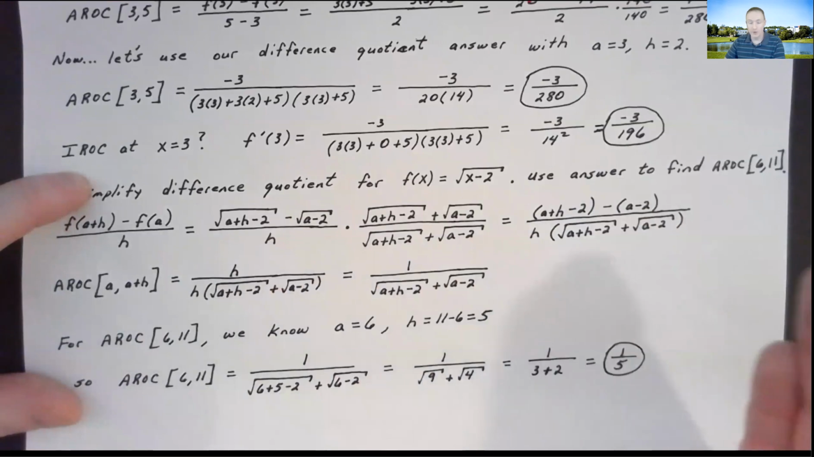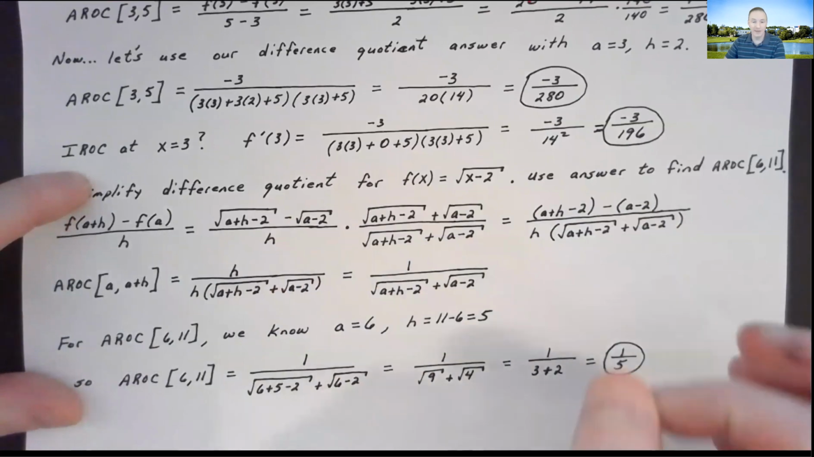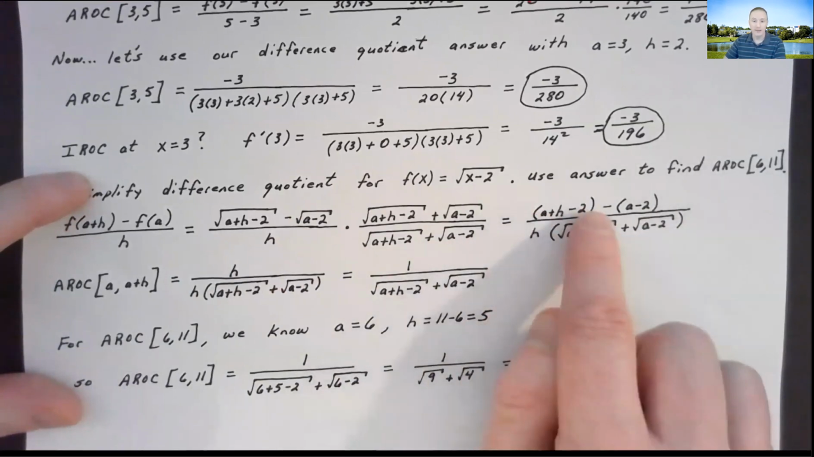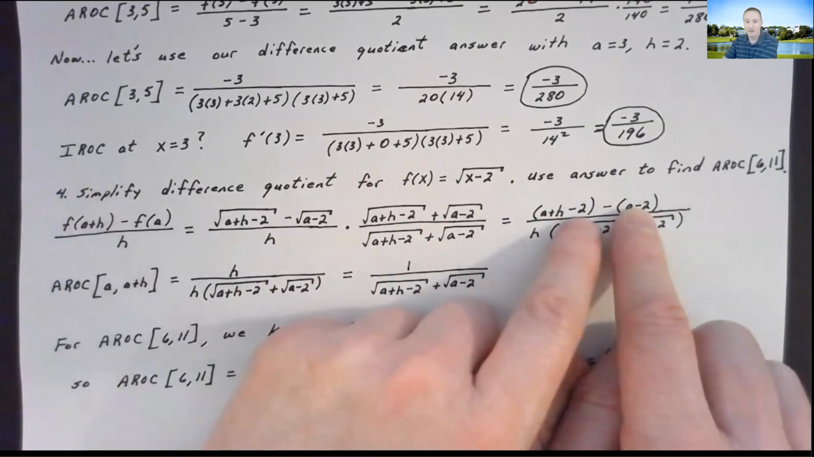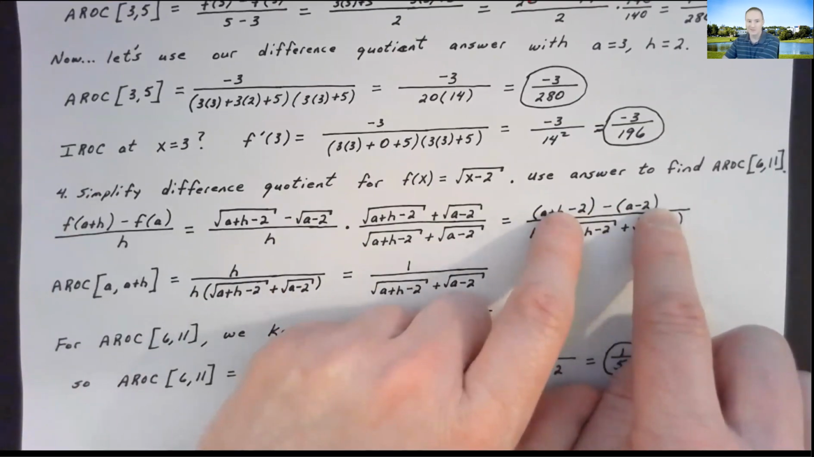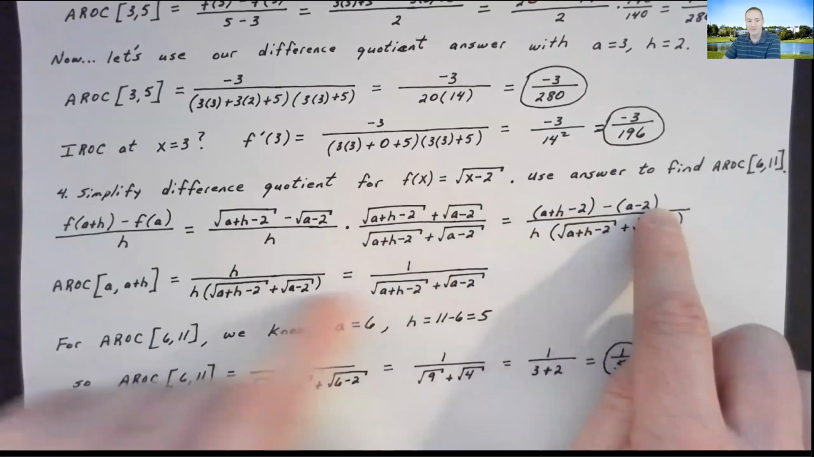Now, if you recall what I've been saying, whenever we simplify these, the terms of f of a and the terms of f of a plus h always cancel. If they're not canceling, you're doing something wrong. Well, a minus a goes away. Negative 2 minus a negative 2 cancels. And so the only term left in the numerator is h.